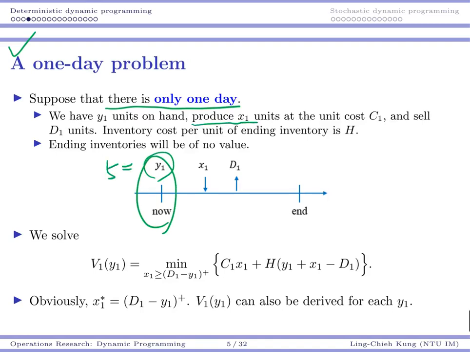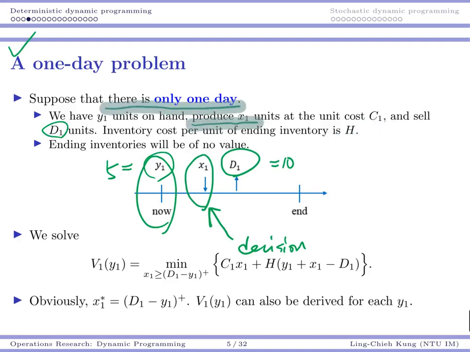And we need to produce x1 units. So this is our decision. And then in that period, we're going to sell D1 units. Let's say 10. Suppose that's the case, and we have C1 as the production cost and H as our cost for inventory. If that's the case, then how much should we produce?